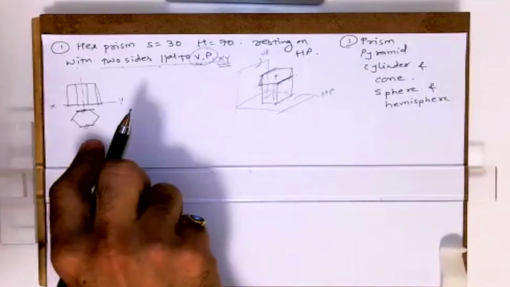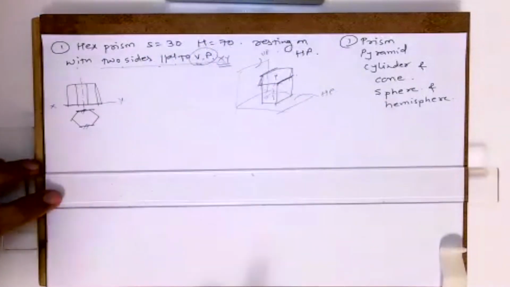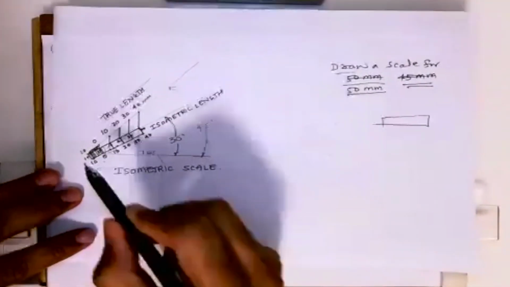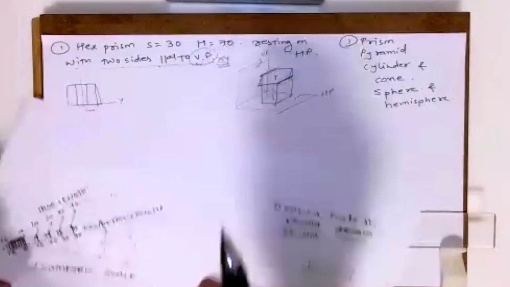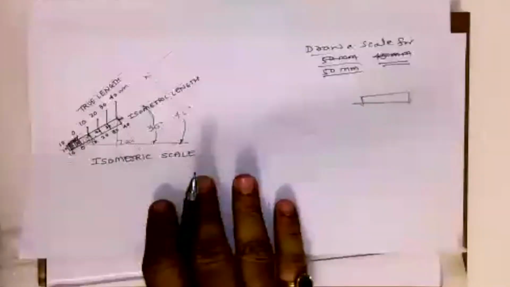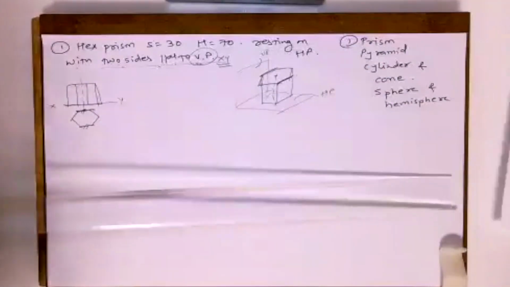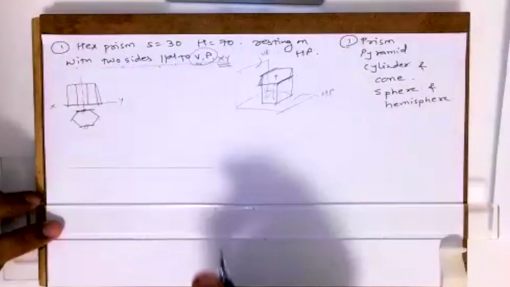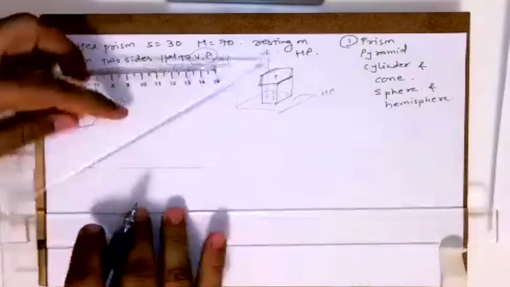So what we need to do, we need to draw a hexagon with side 30. Now remember what we need to do first. First we need to prepare this scale. And how long will you prepare? It should be 70. So what you should do, okay, I'll show you how to go about it. So I will draw one line. This is how I will be doing it. I will draw.